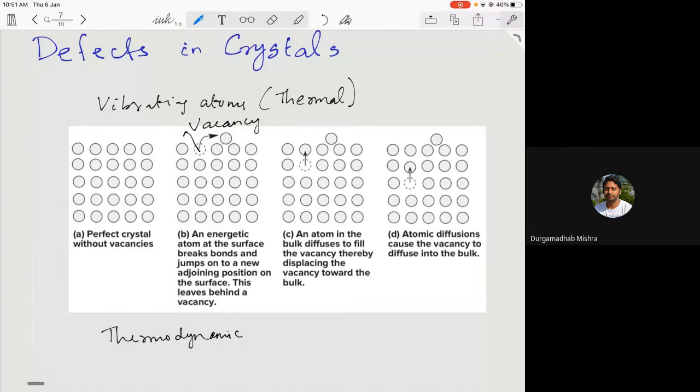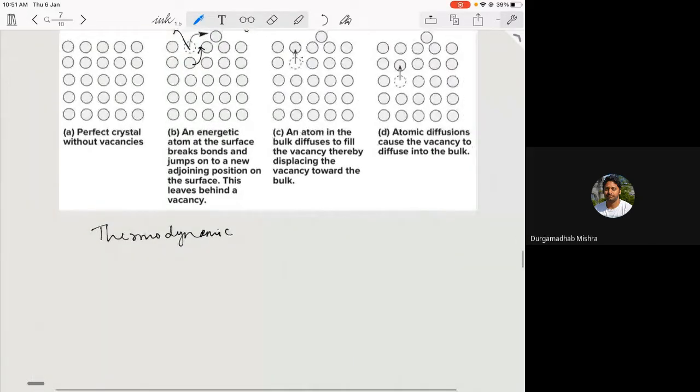And with this vacancy, another atom from inside the material can move to this vacant position. When it moves there, as you see in this picture, the vacancy is now occupied by an atom, and the vacancy has actually moved to the inside of the material. So it has diffused inside the material. You can have a diffusion of vacancy inside a material.